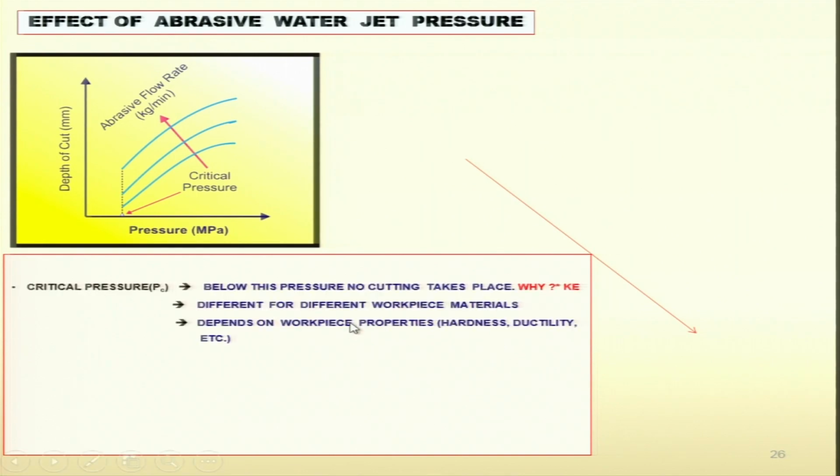Critical pressure, below this pressure no cutting takes place, that I have already told you, because of low kinetic energy, different for different workpiece material. This critical pressure will depend upon the properties of the workpiece material. It depends on the workpiece properties, hardness, ductility, etc. Above a definite jet pressure, machine depth tends to stabilize. As you can see here, after a certain pressure, it will more or less stabilize over there.